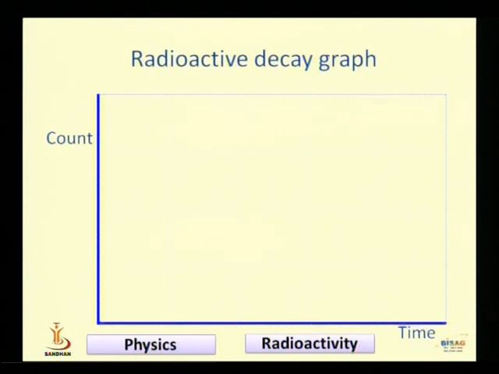And by this phenomena, you can also draw a graph of count versus time in this way. After 1 half-life time, 50% of atoms will form the new atom. That's why it is 50% in the radionuclide form and 50% in the new atom form.